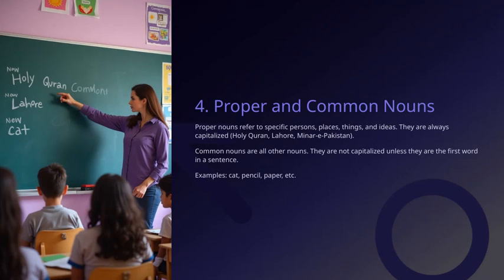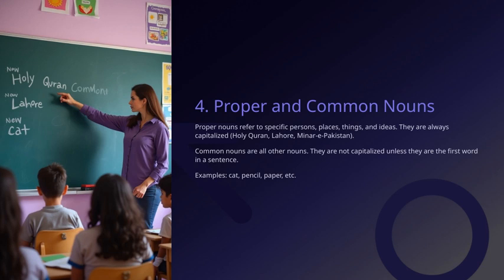Now, let's move on to proper and common nouns. Proper nouns are specific names of persons, places, things, or ideas. For example, we have Holy Quran, Lahore, and Minar-e-Pakistan. These are always capitalized because they refer to particular entities. On the other hand, common nouns are general names like cat, pencil, or paper. These are not capitalized unless they start a sentence. The key point here is that proper nouns give us specific information and should always be capitalized, while common nouns are more general and follow the usual rules of capitalization.